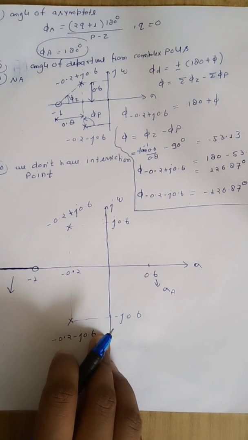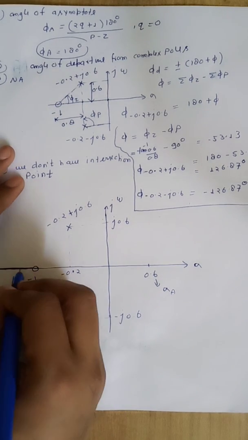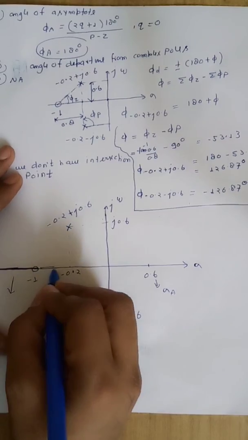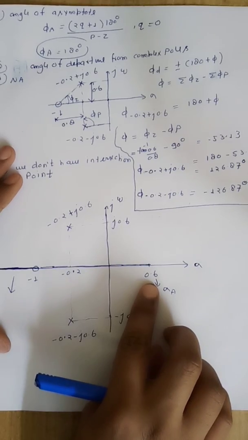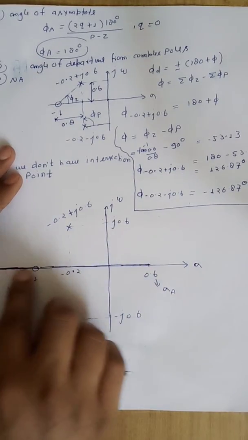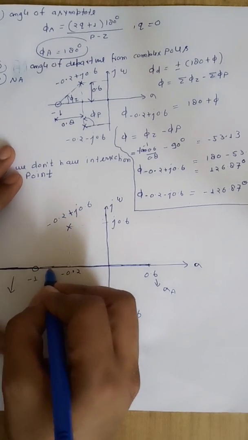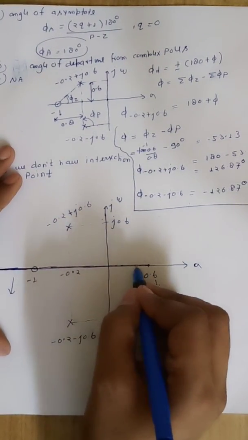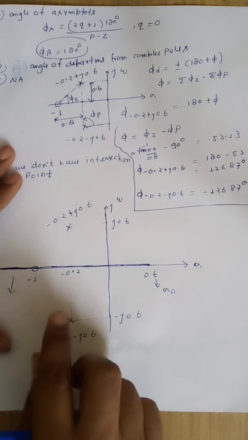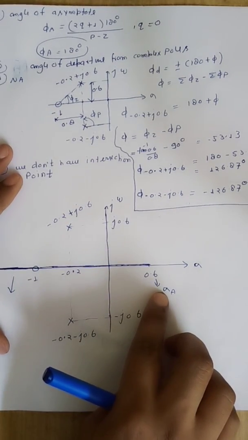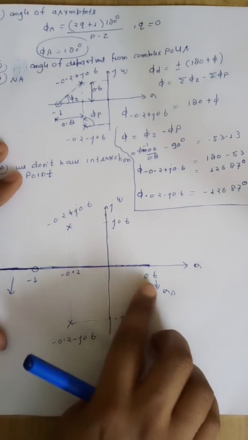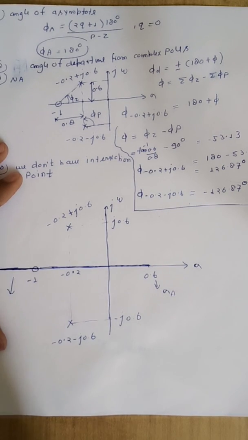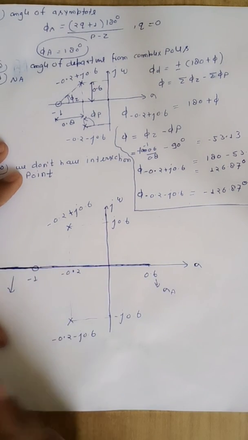So we will draw the asymptote at an angle of 180 degree from 0.6. So here the dotted line will define asymptote at an angle of 180 degree from centroid, that means from 0.6. After that we will define starting and ending point for the root locus branch.